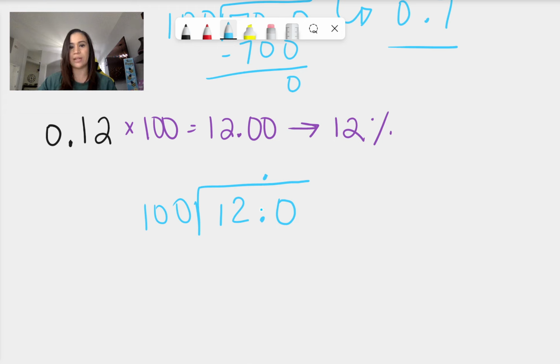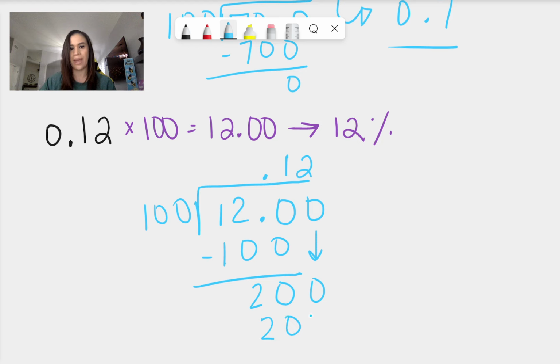So 100 does go into 120 one time, not evenly though. 100 times 1 is 100. So we're going to do our simple division down, subtract, and we're going to bring down the 2, or 120 minus 100 is 20. 100 does not go into 20, so we're going to have to add one more 0. Drop that 0 down. 100 does go into 200 2 times evenly, so 2 times 100 is 200. And 200 minus 200 gives us, oh, I'm running out of space, 0. So we no longer have a remainder, which means we are done.